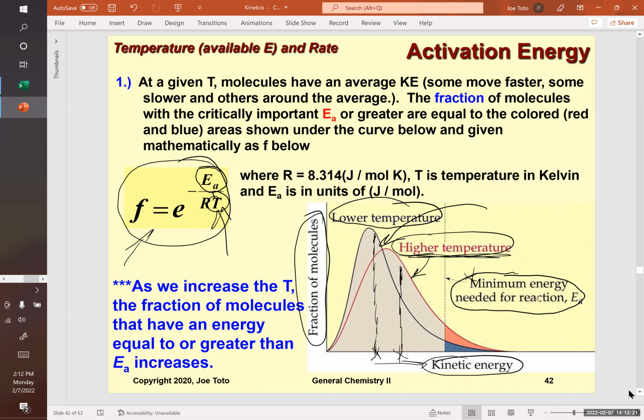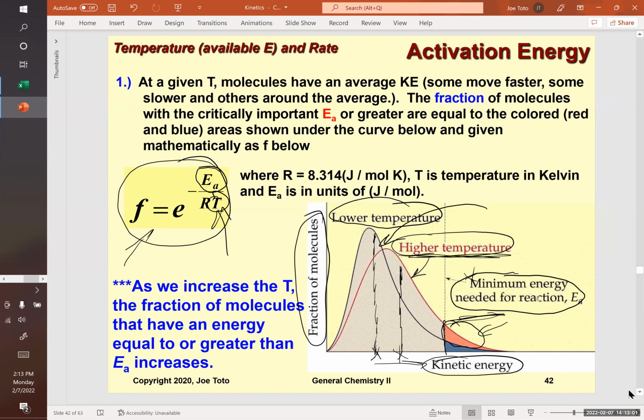But since this models energy of collections of molecules, we can see that when you increase the temperature, the fraction of molecules with a certain energy, namely the activation energy, increases. And it shows by how much. See the red right here? That's on top of what the blue was for the colder temperature. So the area under the curve is now greater for this point onward at higher temperatures.